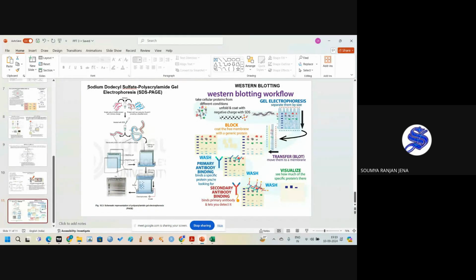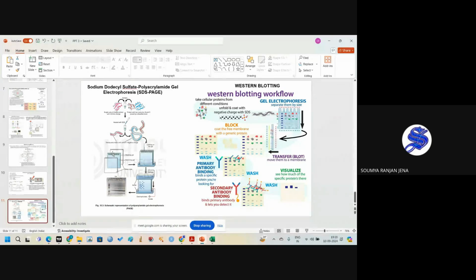sodium dodecyl having a 12 carbon alkyl group, and it will bind to the hydrophobic amino acids of that protein, every 2 amino acids one SDS, and it will give an all-negative charge to the protein. Because of the negative charge, it will move faster in a stacking and resolving gel. In the stacking gel, the pH is 6.8, and in the resolving gel the pH is 8.8.